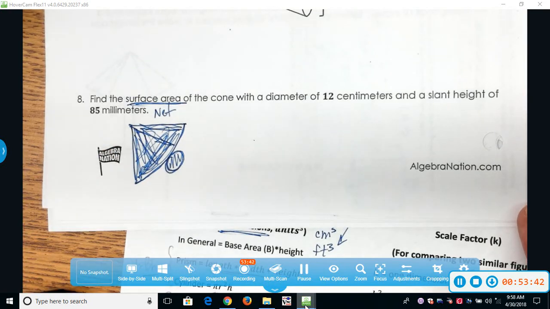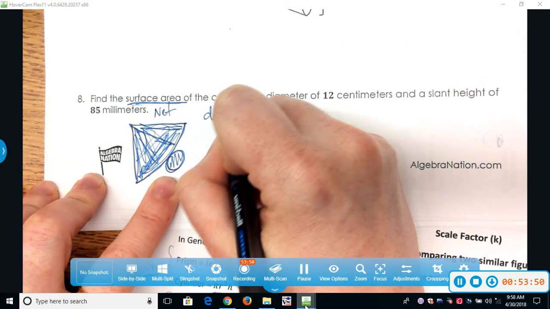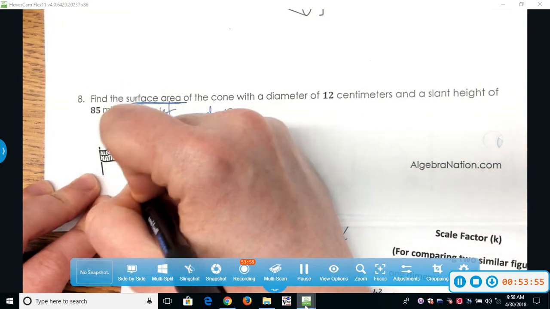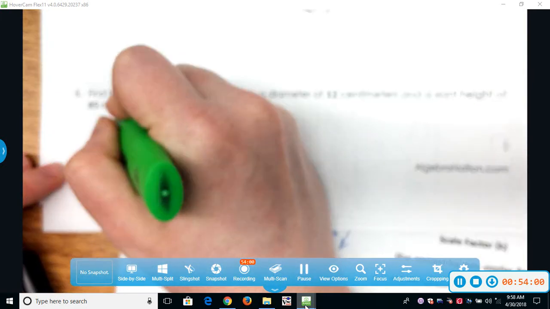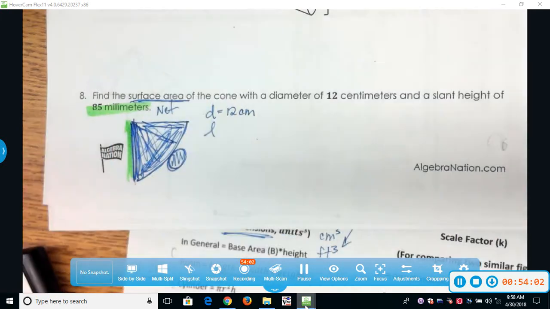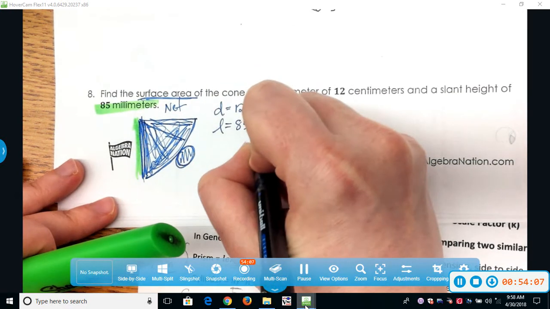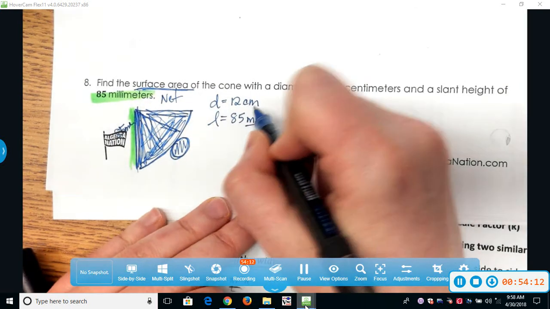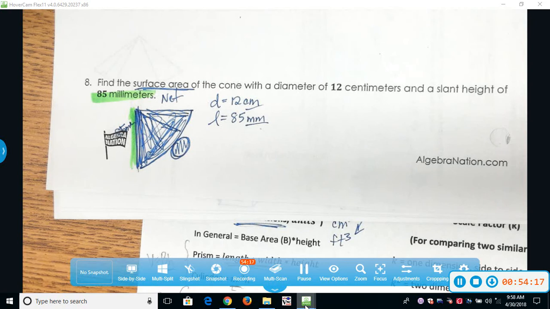Okay. So, it tells you that the diameter of the cone is 12 centimeters. And the slant height, meaning this dimension right here, this dimension that's green, is 85 millimeters. Here's where I get annoying. See how you have millimeters and you have centimeters? You can't do that. You need one type of units.